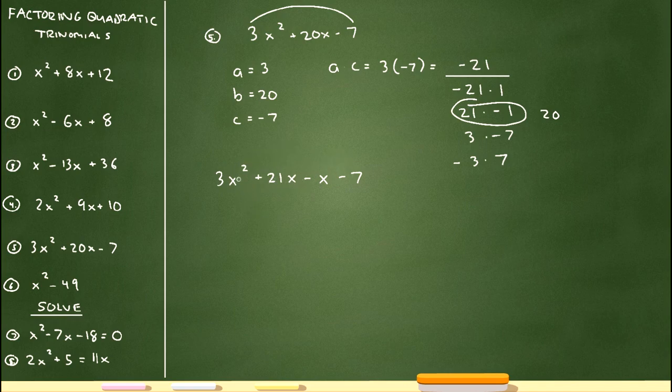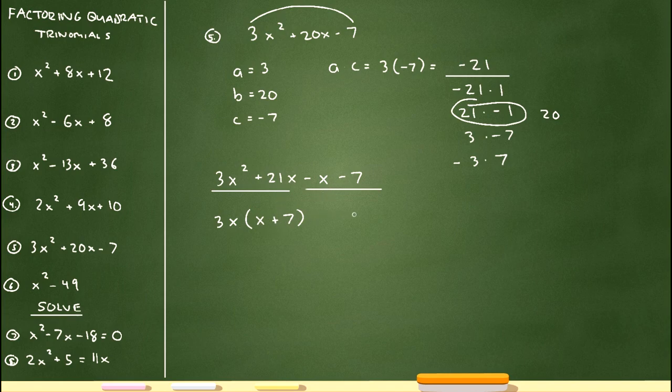So now I'm going to go ahead and group the first two together, and I'll group the second two together. So the first two have quite a bit in common. They have a factor of 3 in common, as well as a factor of x. And what remains would be x plus 7, right? If you do 3x times x plus 7, we should get that right there. And of course we do.